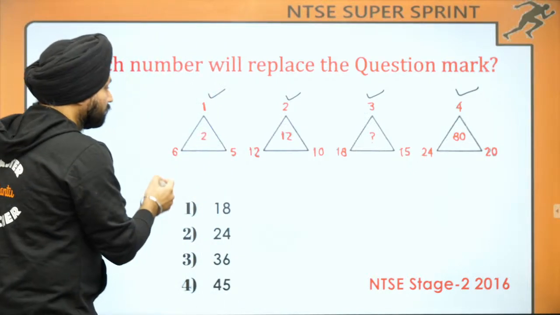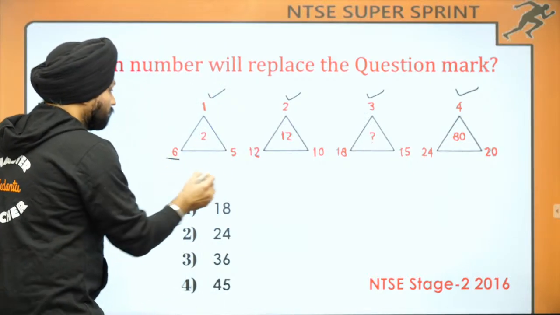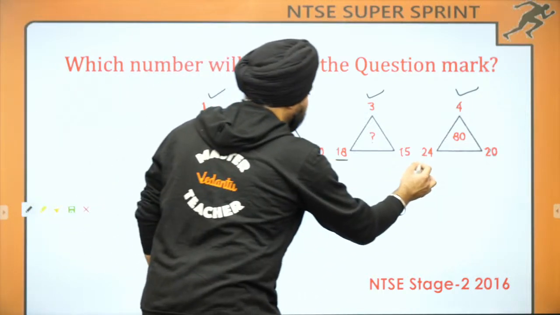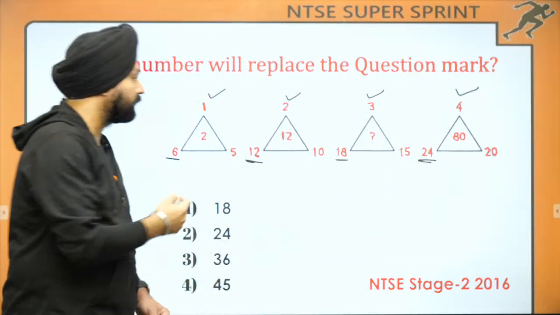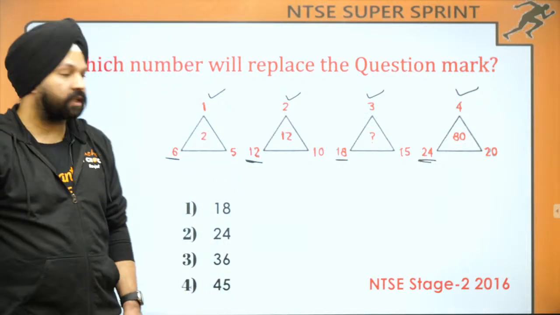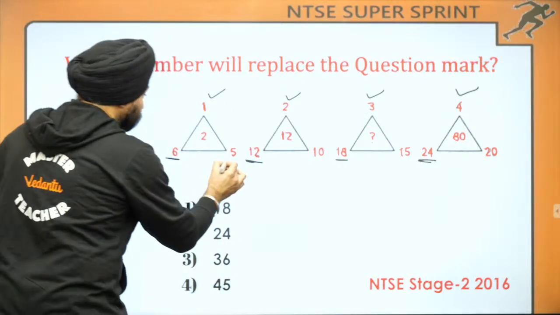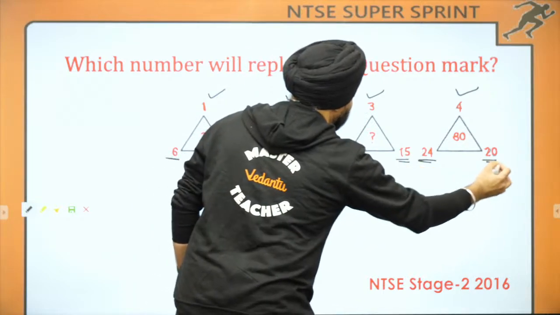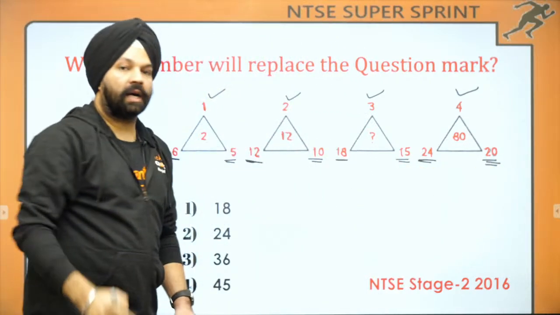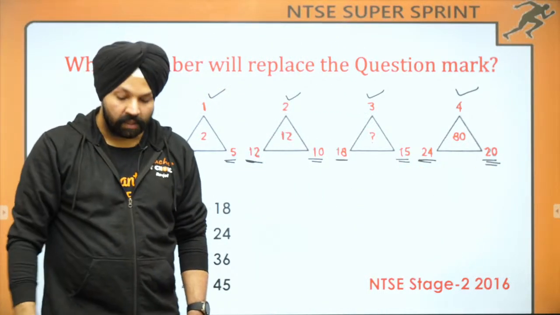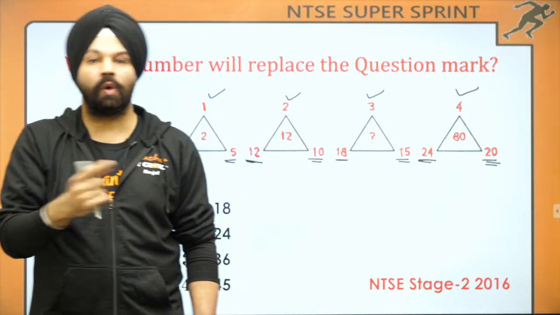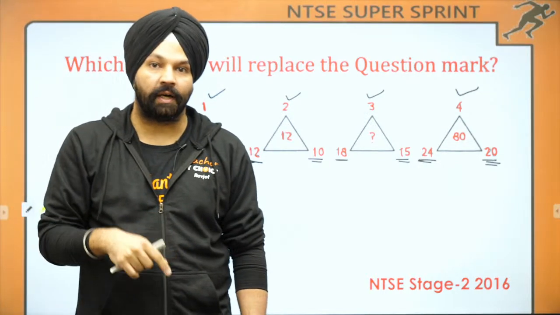If I am looking for these numbers, that is 6, 12, 18, 24. Table of 6, again a pattern is there. Then I am focusing these 5, 10, 15, 20. Right? Again a pattern is there, a gap of 5 is there. That simply means the numbers which are at the center, they are also following a pattern.